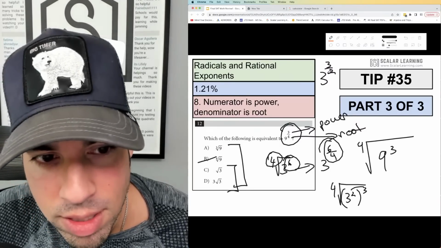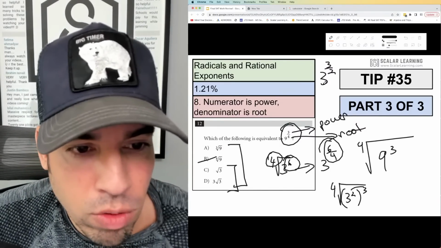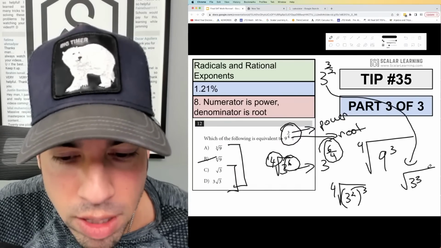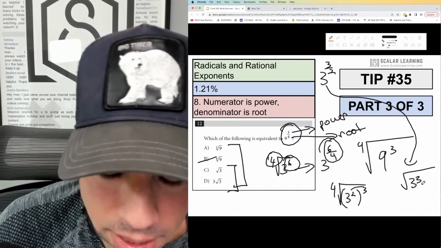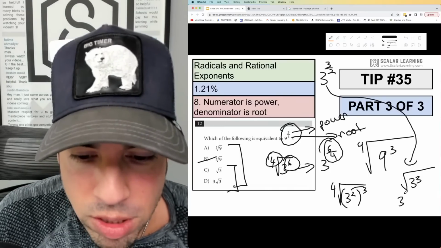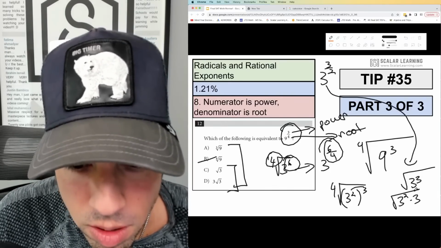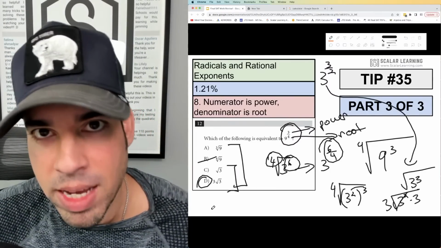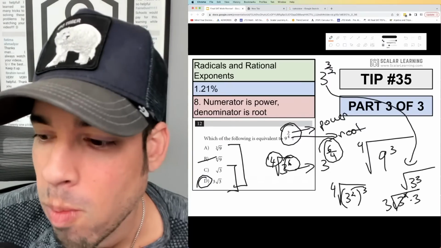And check this out. Now I can take it back to the radical format. This is 3 to the third power and the square root of that. Well, I can simplify that further because 3 to the third is 3 squared times 3. Square root of that is 3, and it looks like D was my answer. Okay?